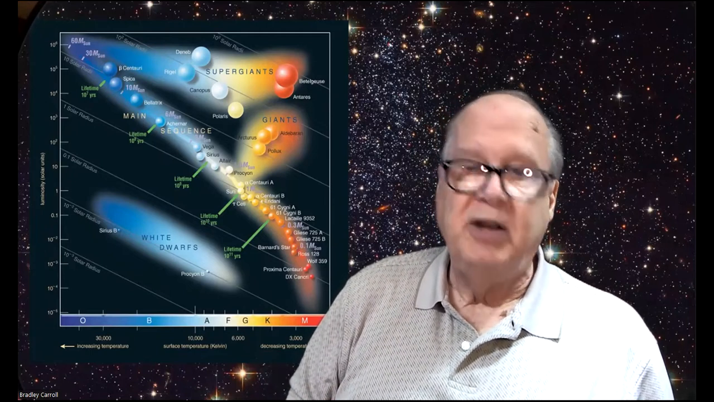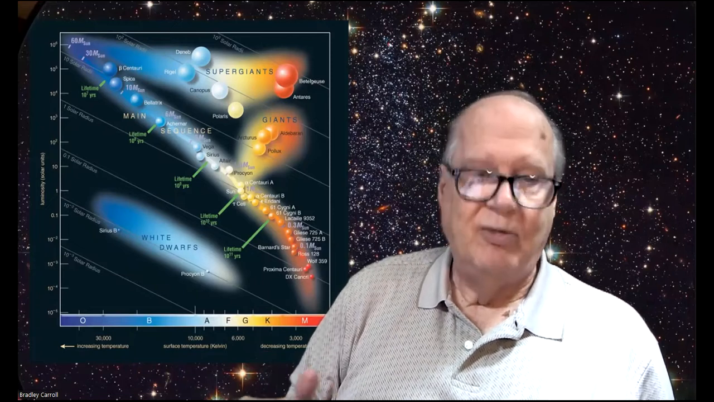Now we better give this diagram a name if we're going to talk about it. It was first plotted by Henry Norris Russell and Einar Hertzsprung, and it's called a Hertzsprung-Russell diagram, or just in short, HR diagram, for Hertzsprung and Russell. So this main sequence is where about 80 to 90% of the stars on the Hertzsprung-Russell diagram are.